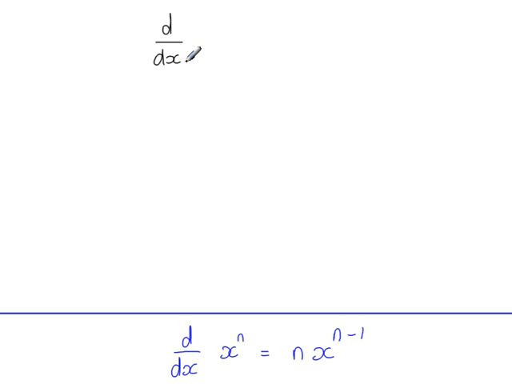Differentiate, so d by dx, 2x to the power of 5. And that gives us 2, and then differentiating x to the power of 5, 5x to the power of 4, so 10x to the power of 4.